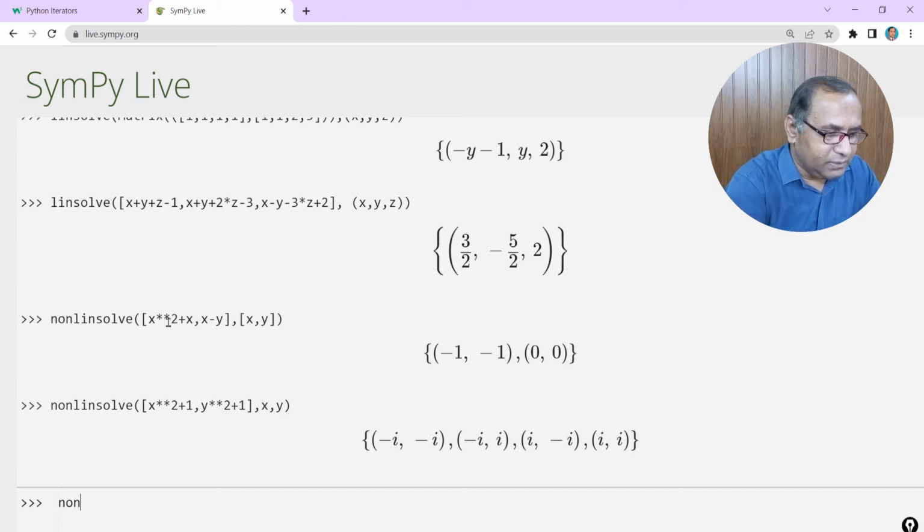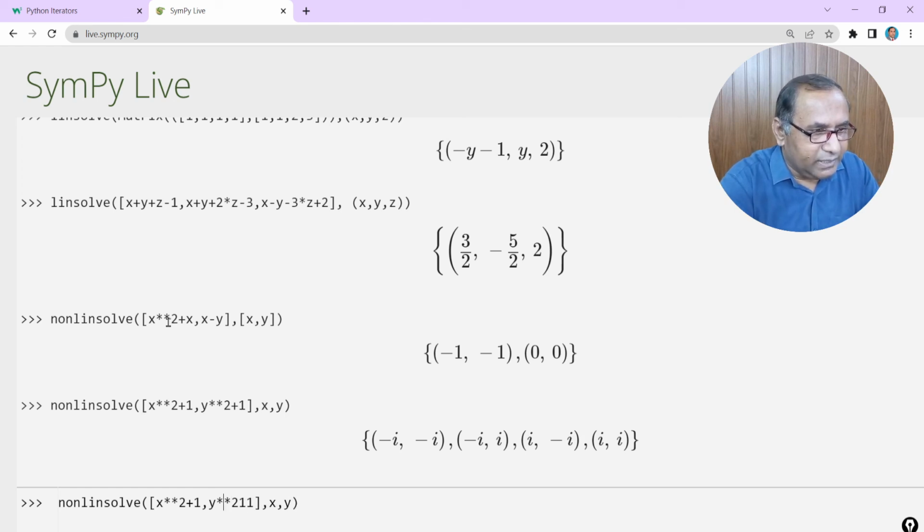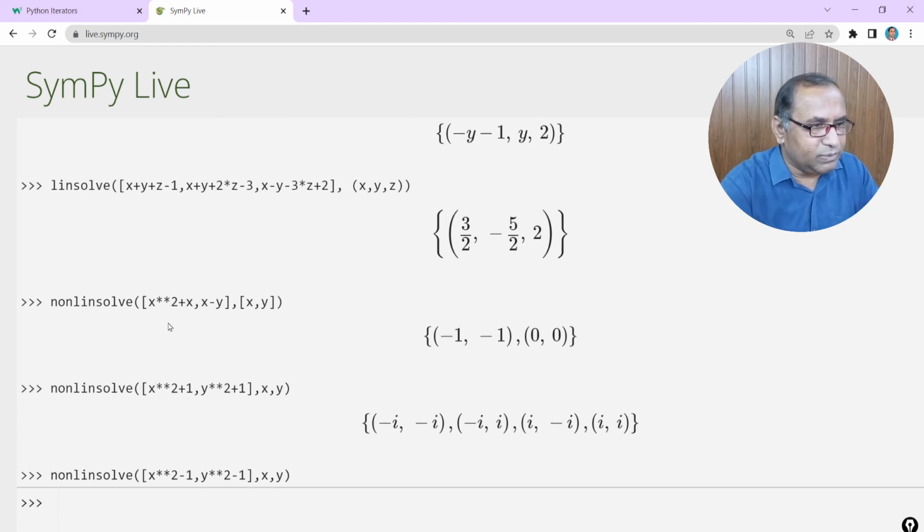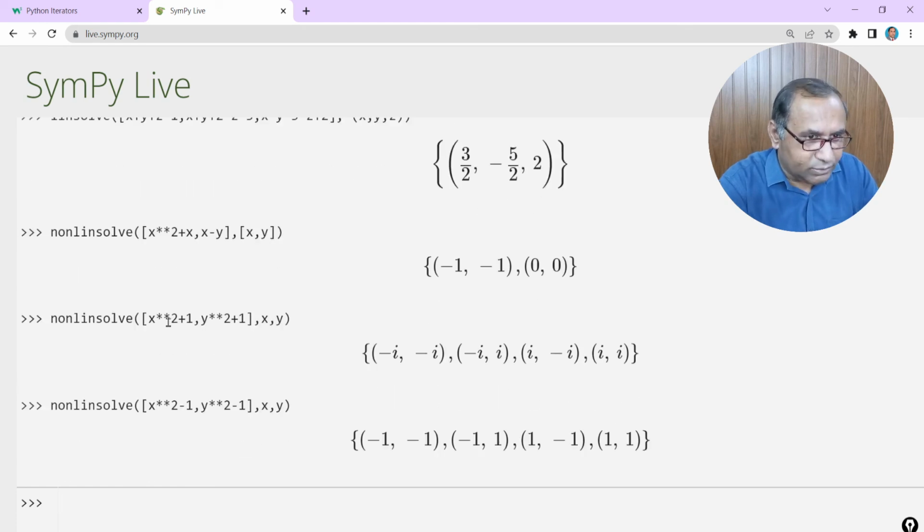Similarly, we have one more example. See, nonlinsolve function. Here we can change it directly. Suppose here we have x minus 1, y square minus 1, and x square minus 1. In this case we have real solutions. Yes, all the solutions are real.